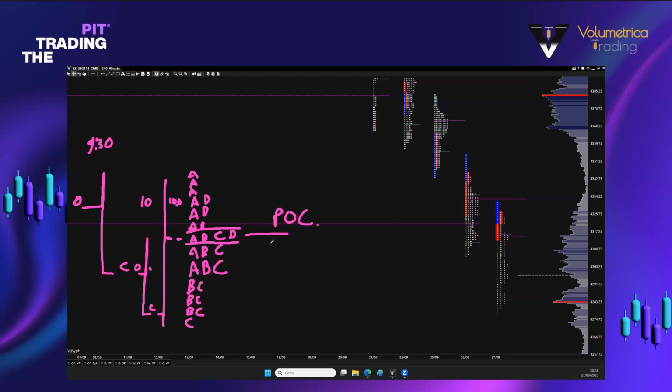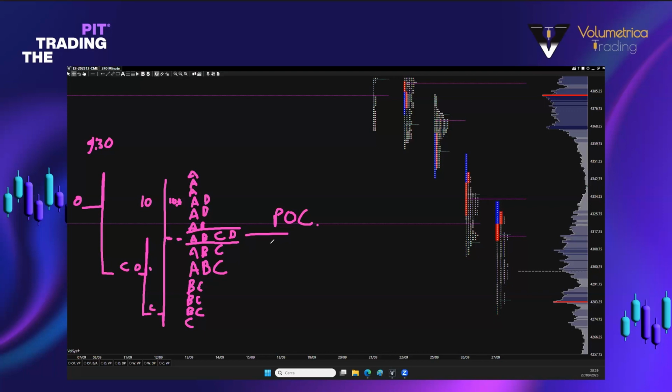Now, of course, a POC doesn't necessarily correspond within the same day with the volume POC given by the volume profile. Well, I would say it almost never corresponds. Okay.